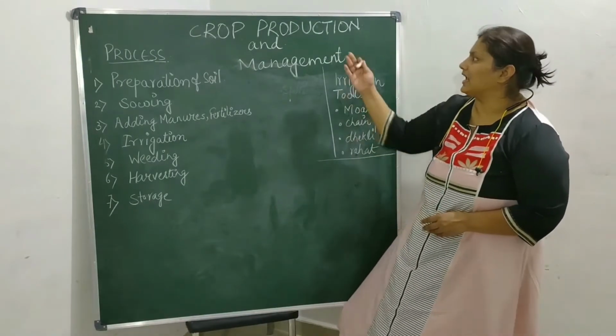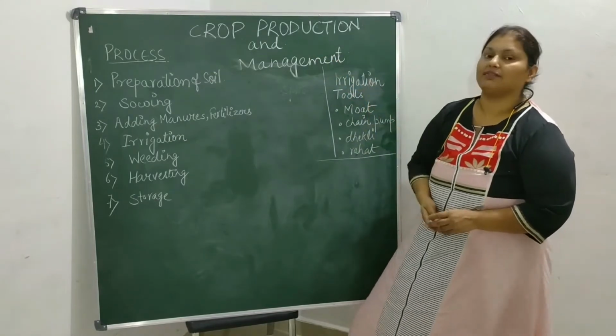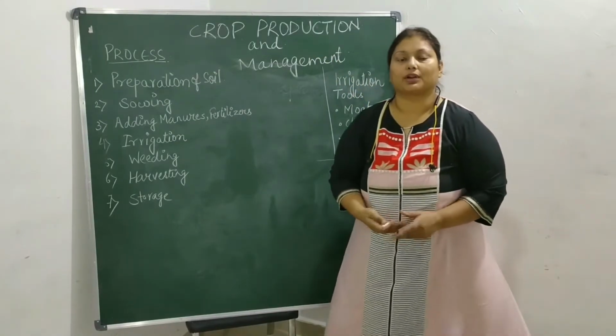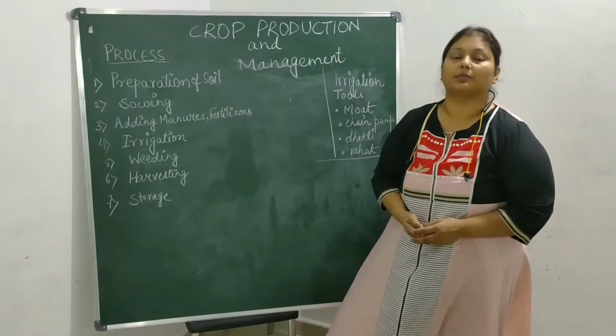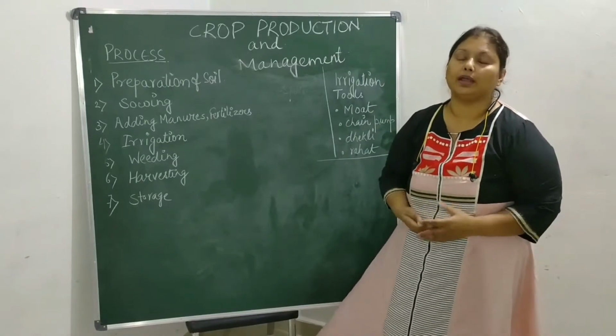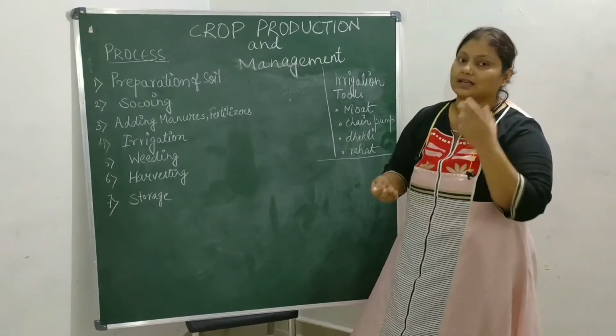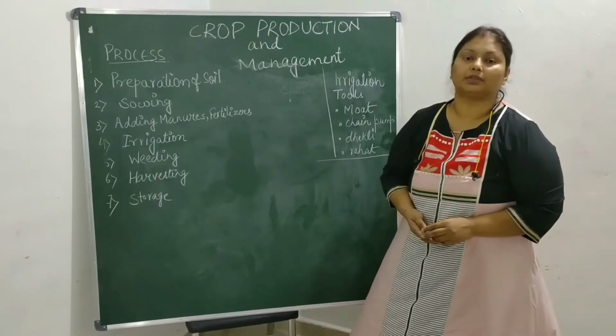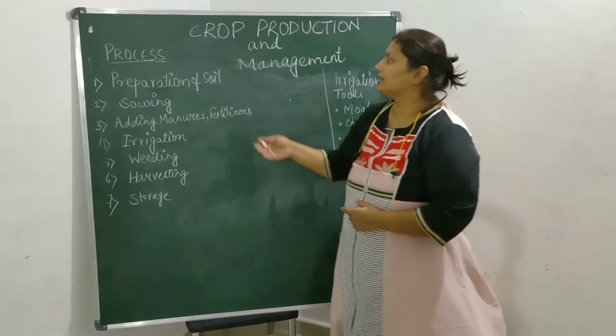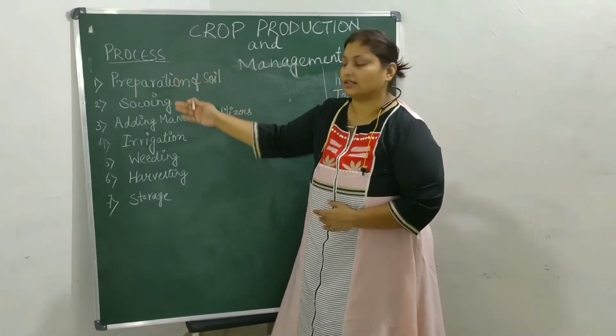So as the name suggests, crop production, here we produce the crop. For the production of the crop we have a particular process. How we grow the crop in the field. What are the techniques farmers take to develop the crop in the field. So there is a process. These are the 7 processes.